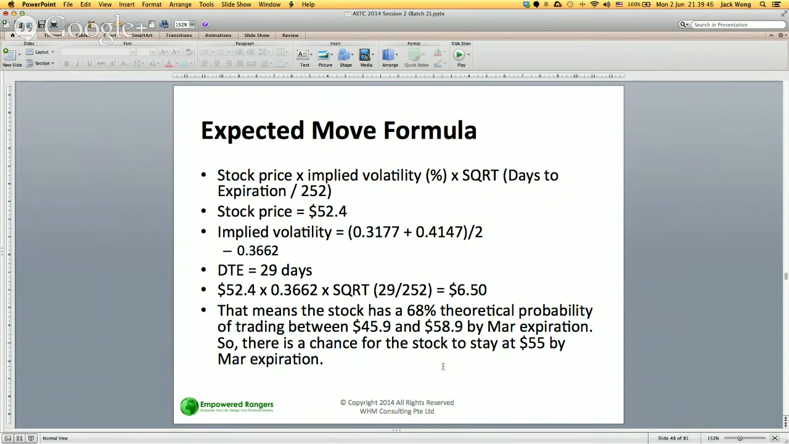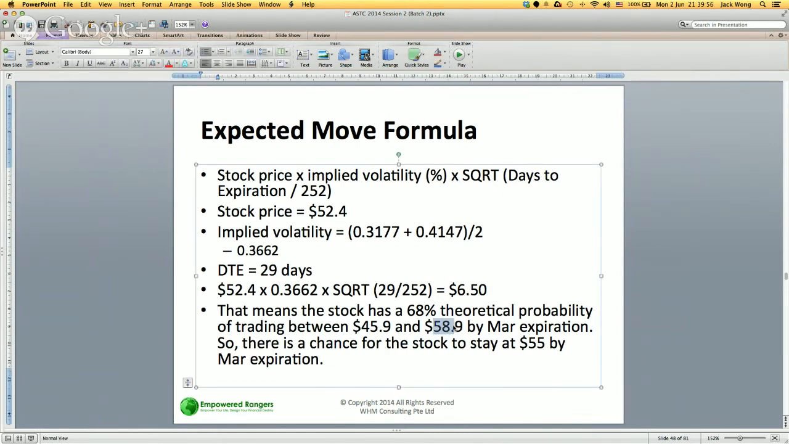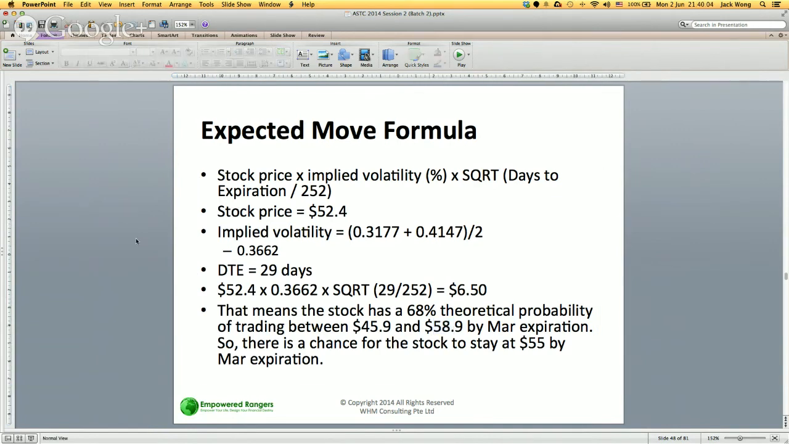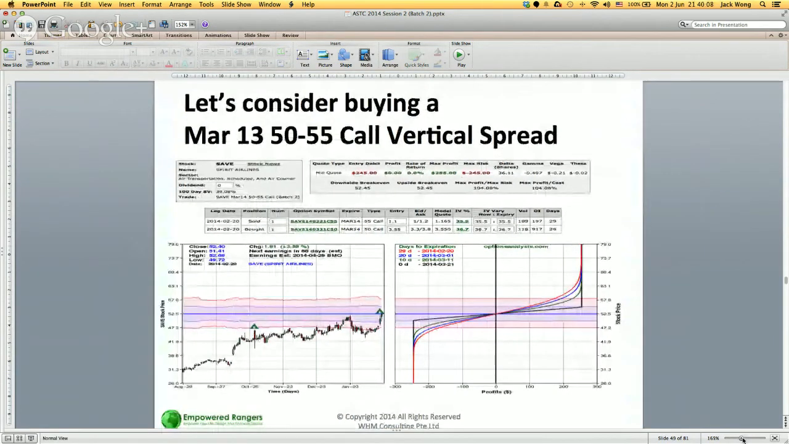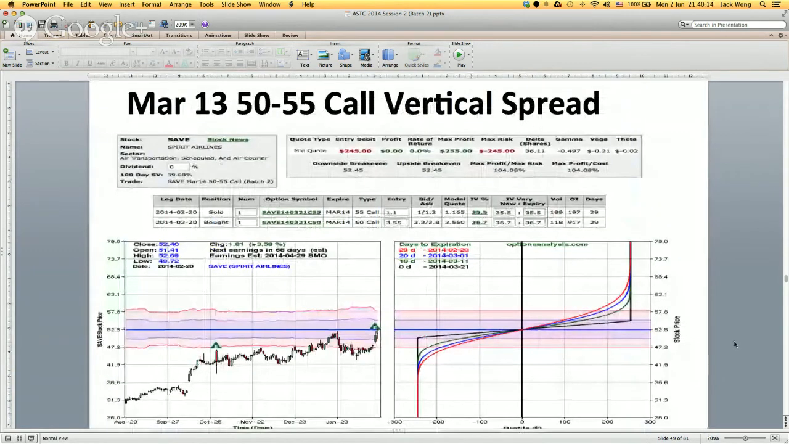Okay, so I use the expected move formula to tell me which strike can be sold, which strike cannot be. So in this case, since the upside is 58.9 only, there's no point selling a 60 call, because for a 60 call I need the stock to be above 60. Doesn't make sense. Okay? So in other words, I'm going to simply put on a 55 call spread. This is how it looks. And this is a $245 trade.